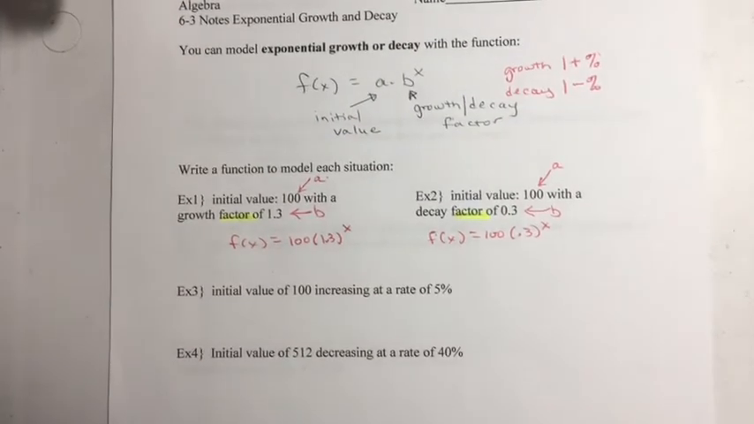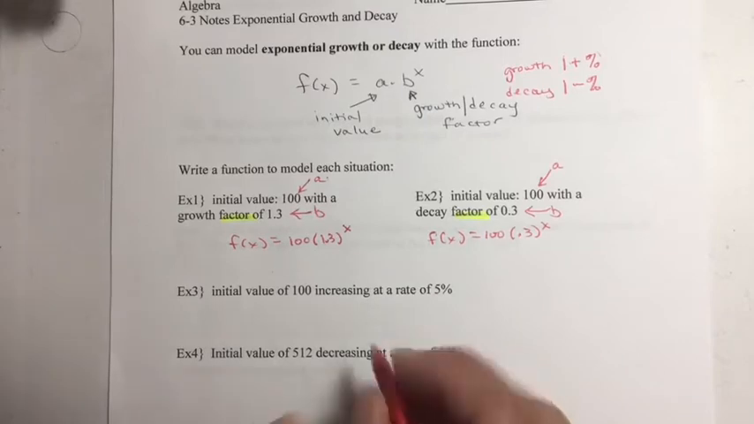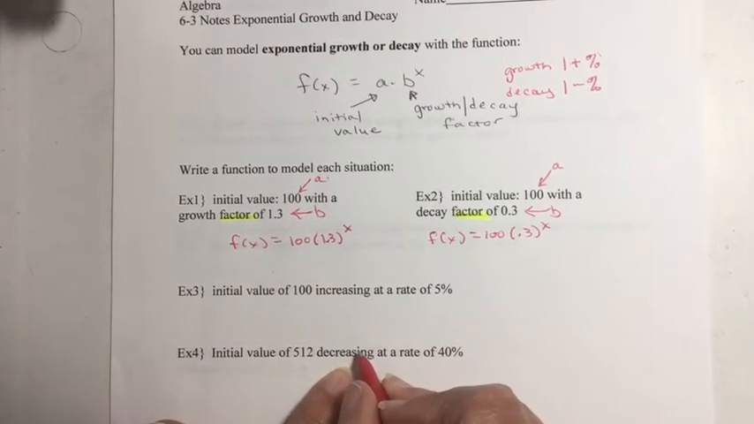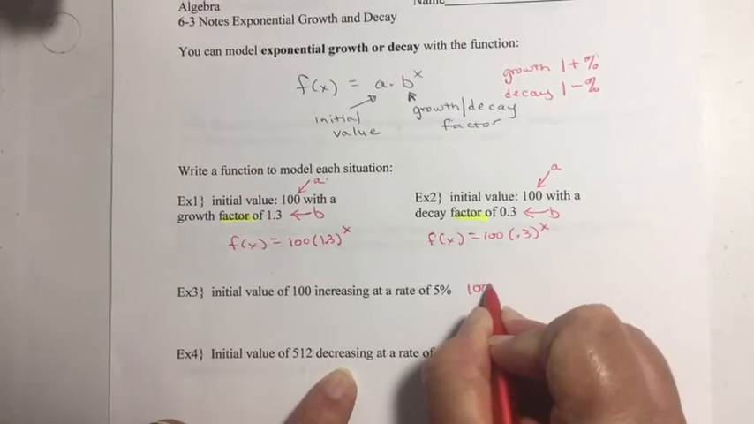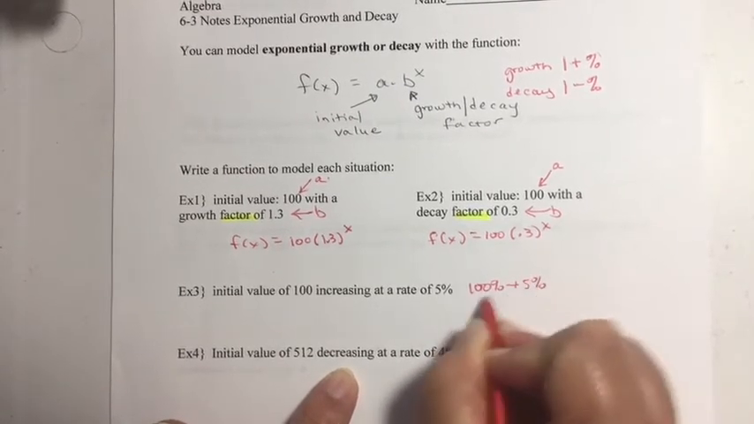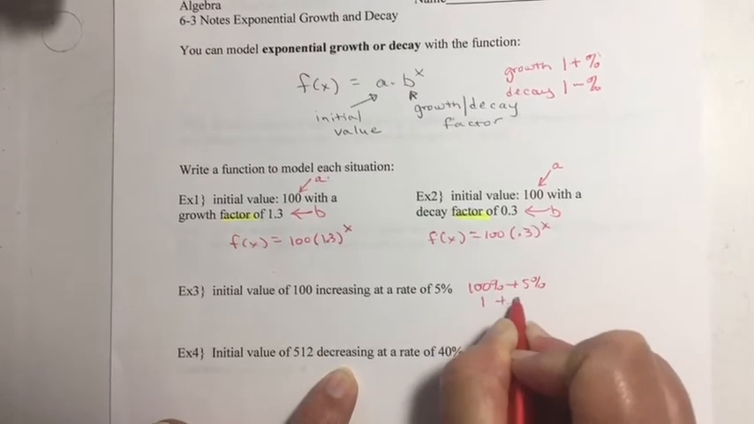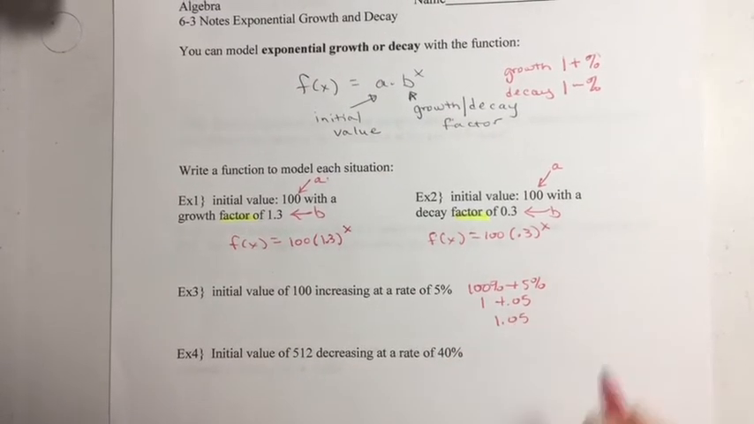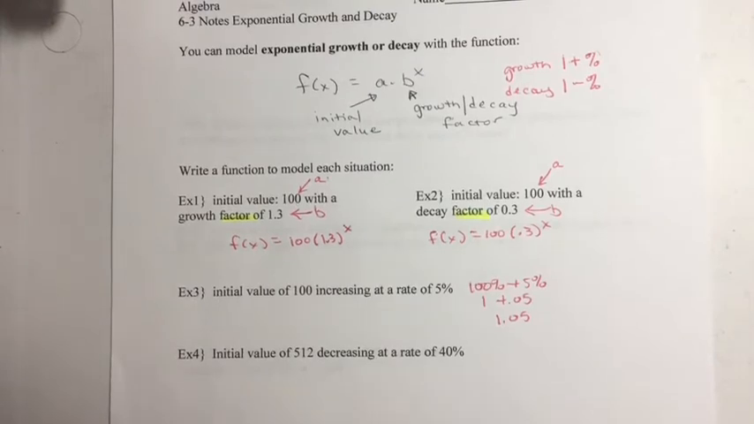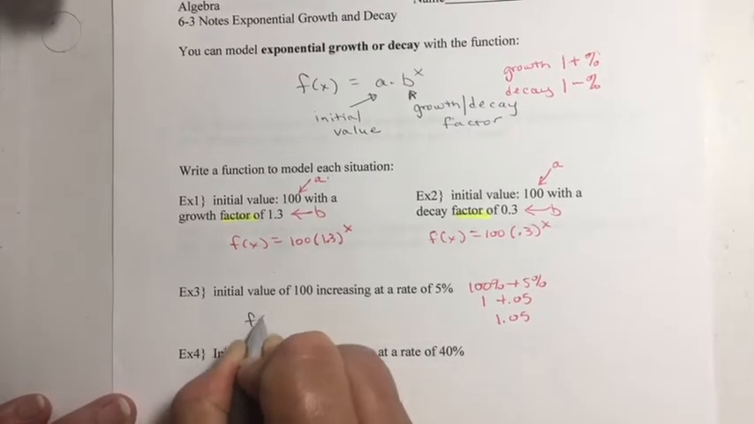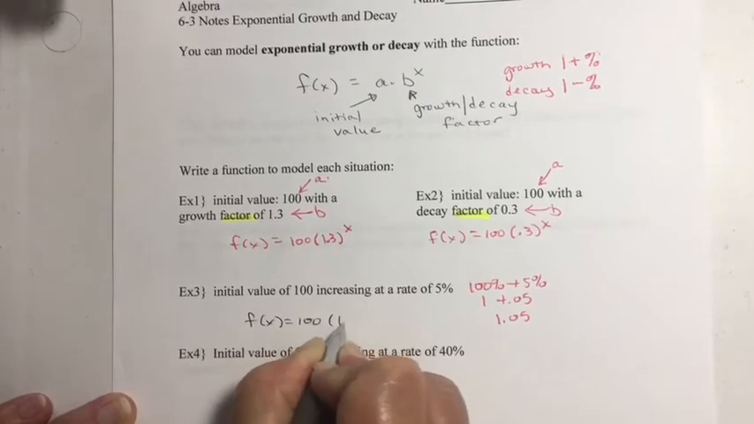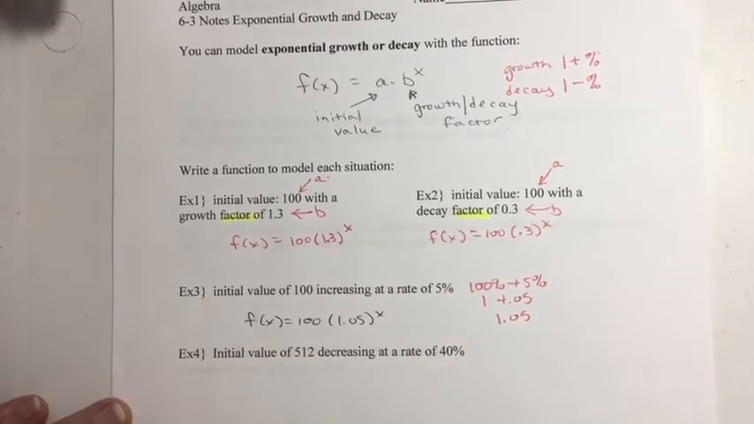All right, number 3 and 4, they did not give you the growth or decay factor. They did give you the initial value though, and they gave you a rate of increase, which is a growth, or decrease, which is a decay. Remember what I said, you start off with the 100% and you add in the growth. But that's a 1 and that's a 0.05. So we're going to use a 1.05 as our growth factor. See if you can write the function. Did you get f of x equals 100 times 1.05 to the x power?